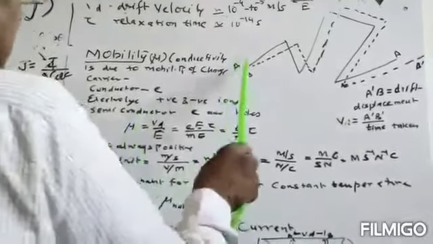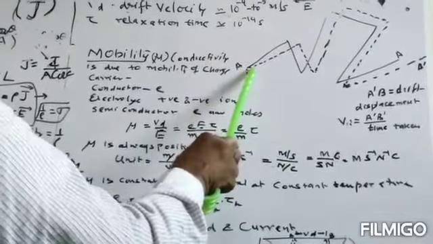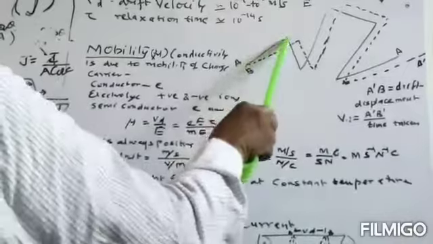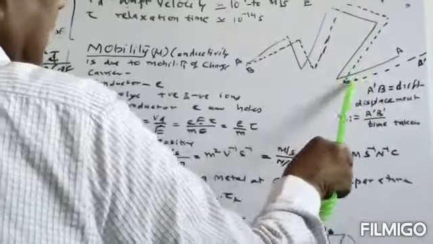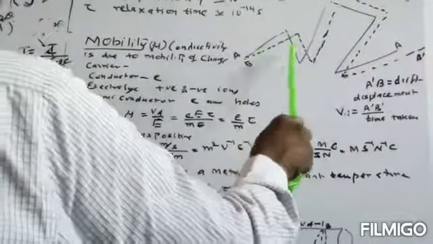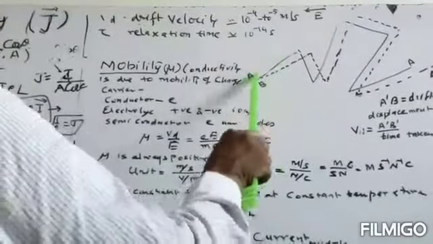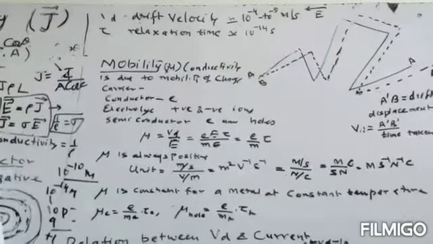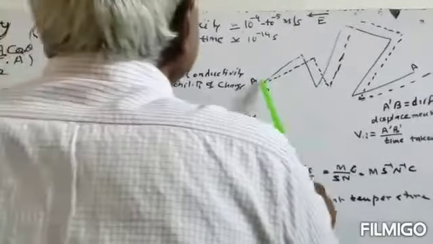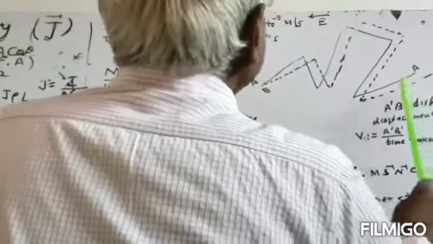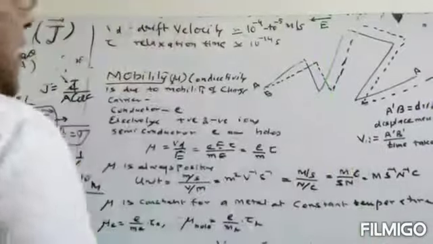Suppose this electron is initially at its position, and when the electric field is not applied, its path is like this: it collides here, then it goes here, it collides here, it goes here, collides here. I have taken 1, 2, 3, 4, 5, 6 collisions. Now the solid line shows the path of the free electron, which is random, and it goes from point A to point A dash in the absence of the electric field.